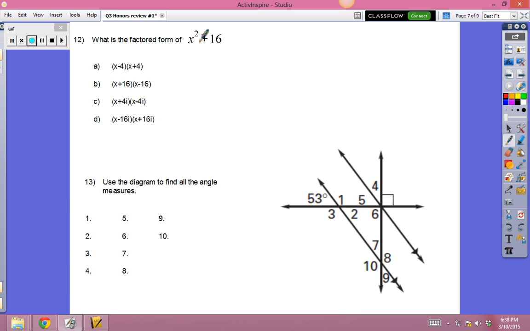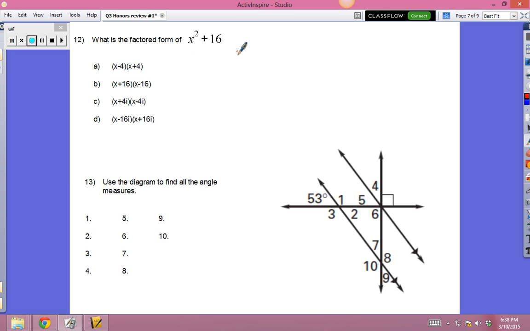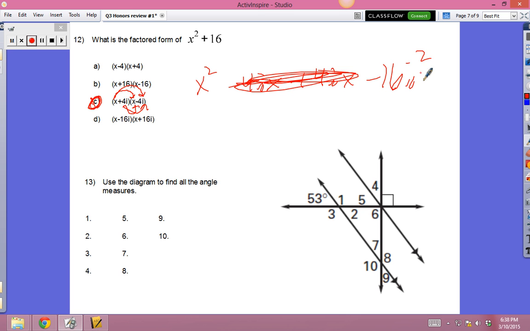Here we go. What is the factored form of x squared plus 16? What's going to multiply and give you x squared plus 16? If you go through them, I think it's got to be C. So let's go through C. x times x gives you x squared. x times negative 4i is negative 4ix. 4i times x is a positive 4ix. 4i times negative 4i is a negative 16i squared. These two zero out. i squared is a negative, which changes it to positive, so there we go.